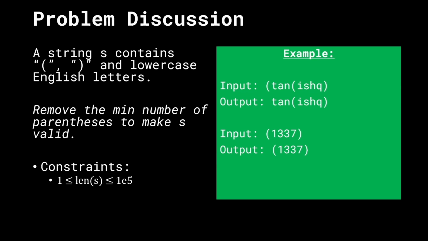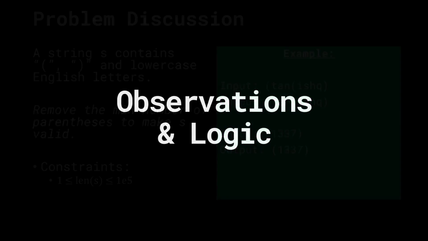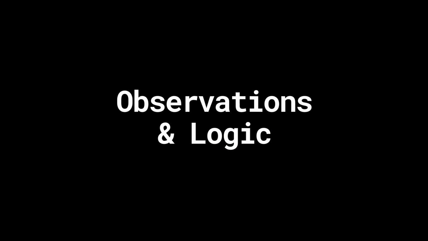In the second case, we have the input as 1337 wrapped inside of brackets. In this case, I have to remove no parentheses to convert it to a valid string because it's already a valid string. All right. So let's go ahead and take a look at some observations and logic to build up to the solution.